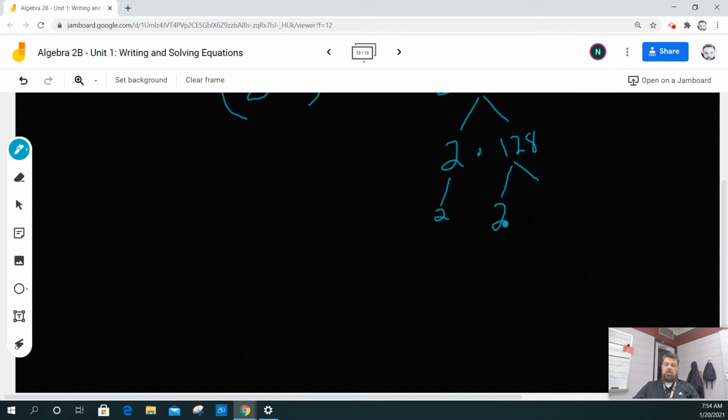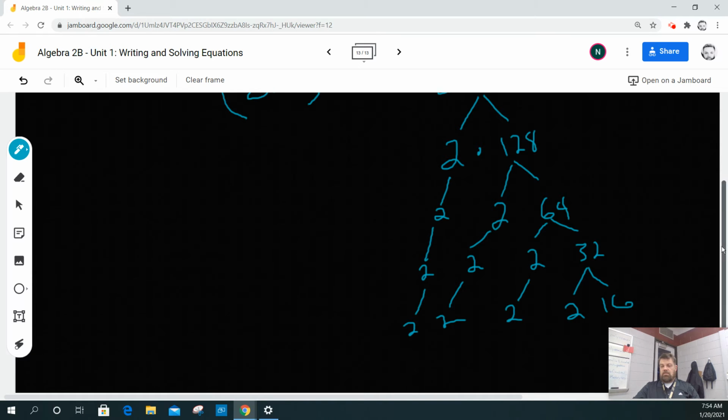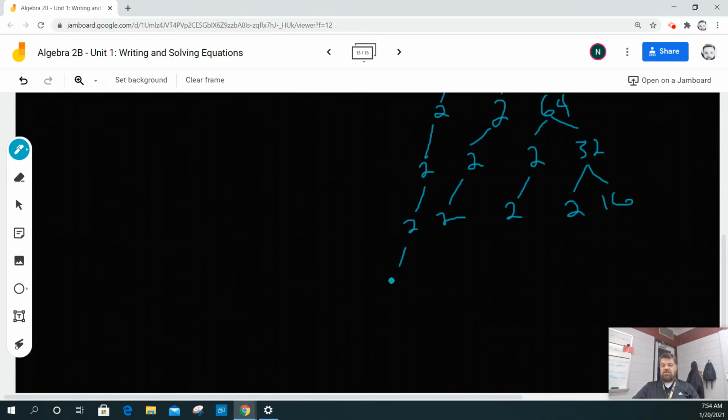To get 128, you multiply 2 by 64. Carry this 2 down, carry this 2 down. 64 is 2 times 32. Carry this 2 down, carry this 2 down, carry this 2 down. 2 times 16 is how I get my 32. And then carry these 2s down. And then 16 you can get by multiplying 2 times 8.